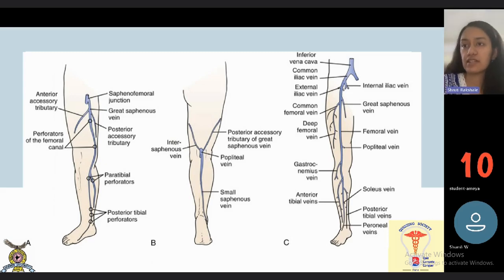So now in this diagram you can see the posterior peroneal and anterior tibial veins. They drain into the soleus vein, which further drains into the popliteal vein. The popliteal drains into the femoral vein, and the femoral vein finally drains into the SFJ junction. So now also you can see the perforators in the first diagram. So they are posterior tibial perforators, they are paratibial perforators, and perforators of the femoral canal.